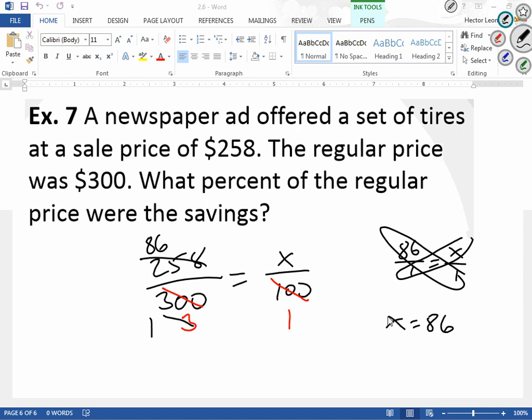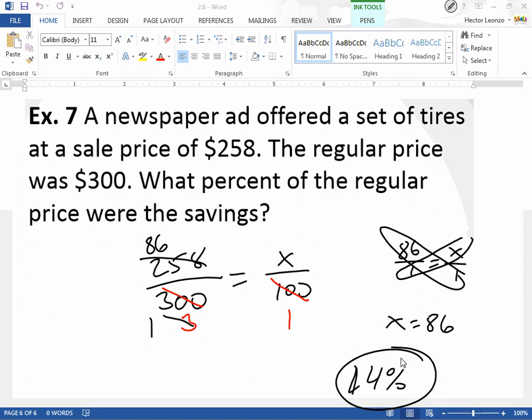So now here the question is, what percent of the regular price were the savings? I'm paying 86%, so I'm going to say the savings is 14%. Right? Out of 100, which is the entire price, I'm paying 86, so that means the discount was 14, right? 100 minus 86 gives me 14.